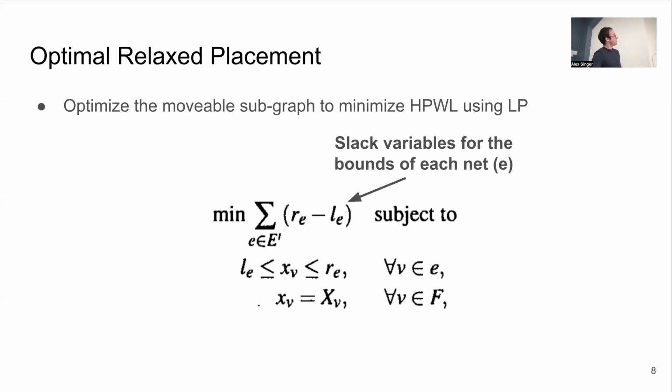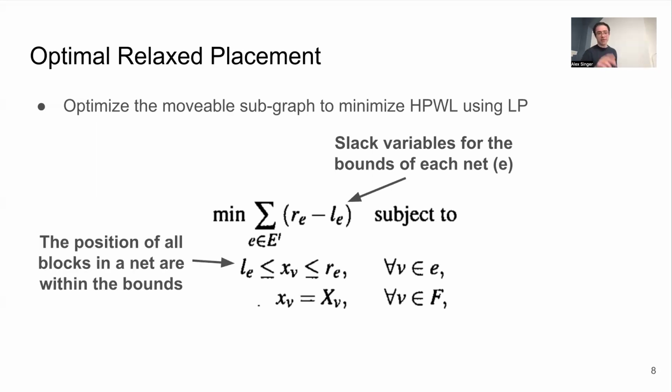So how to read this? Each net has two slack variables, R and L, and those are defined by these constraints. They're the bounds of the net. Every single node must be larger than or equal to the leftmost value, the L slack value of the net, and must be less than or equal to the R value of that net. The idea is that as I minimize this LP, the R and the L values get closer and closer inwards until they create the HPWL equation.